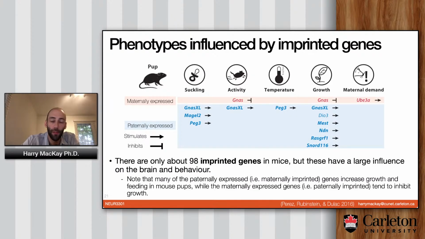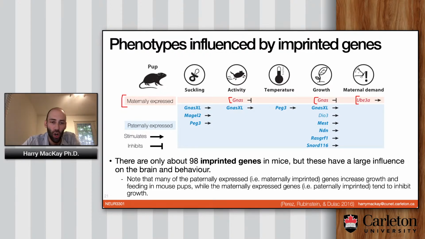And it turns out that if you look at these genes, and again, there's only about 24 of them maybe, they have some very interesting phenotypes that they're related to. So the maternally expressed genes are given here. One of them is GNAS. This tends to reduce the levels of locomotor activity in mice, and it also reduces the level of growth. But it stimulates the amount of maternal demand, so how much a baby mouse needs its mom.